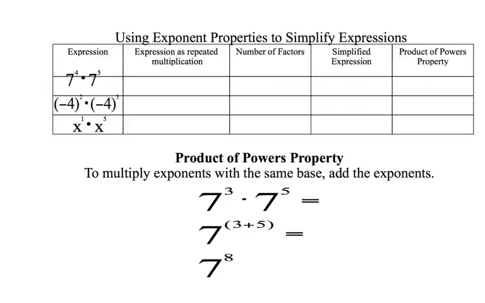This one's called the product of powers property. Remember, product means multiply. First, I want to look at the table, okay? We're going to fill in the table as far as we can. 7 to the fourth power times 7 to the fifth power. What does that mean? Well, the expression is repeated multiplication. So it's 7 times 7 times 7 times 7. That's 7 to the fourth power. And then 7 times 7 times 7 times 7 times 7. 7 to the fifth power.